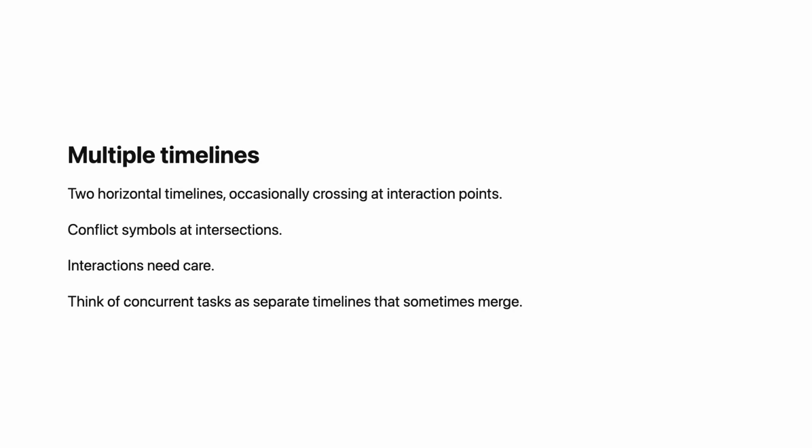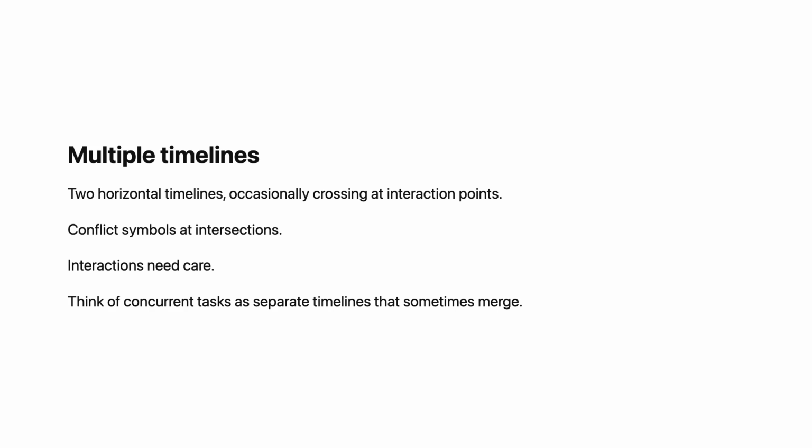Another way to think: multiple timelines. Each concurrent task is its own timeline. Events happen along each timeline. Where timelines interact, coordination is needed. Sequential code is one timeline, easy to follow. Concurrent code is multiple timelines that occasionally merge. When they merge, whose version wins? What happens if they conflict?